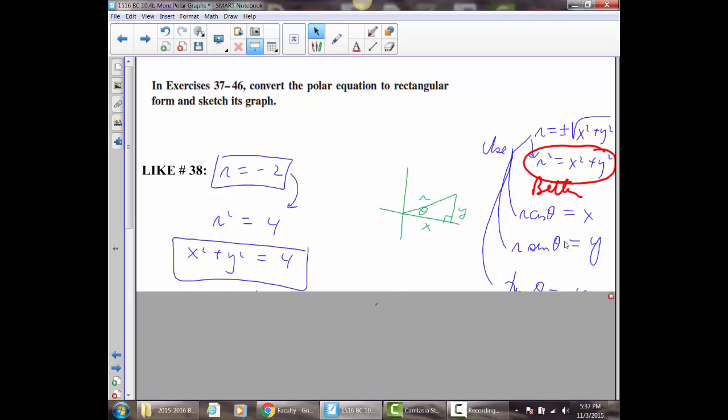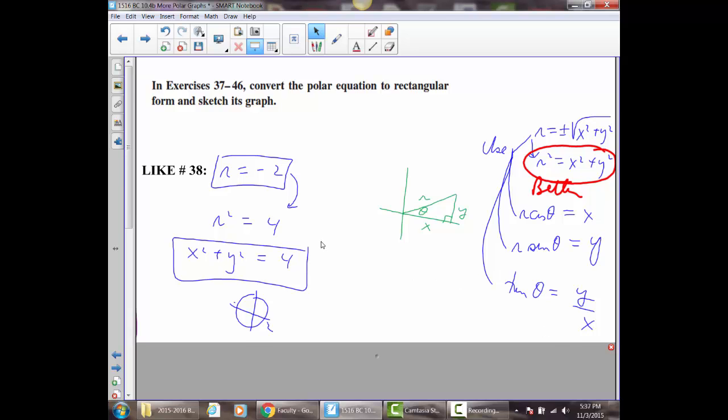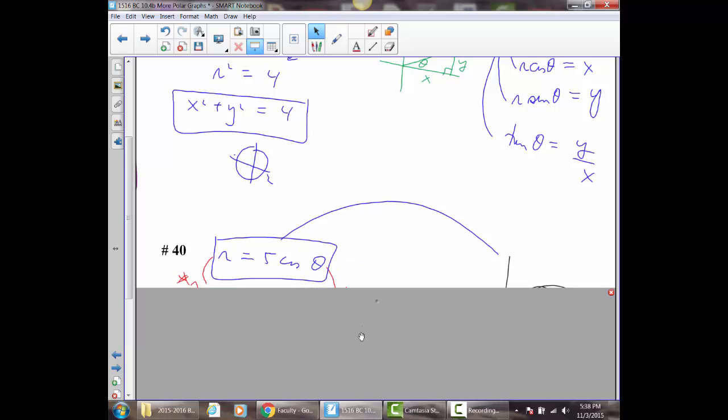So again, here are all the relationships we know between x, y, r, and theta. R squared is x squared plus y squared, so r is plus or minus the square root of x squared plus y squared. X is r cos theta, y is r sine theta, and tan theta is y over x. Although you recognize this very easily as a circle, center origin, radius 2, polar is way easier. These are all the points that are negative 2 away from the origin. So negative 2 whatever degrees. It's the same equation as r equals 2.